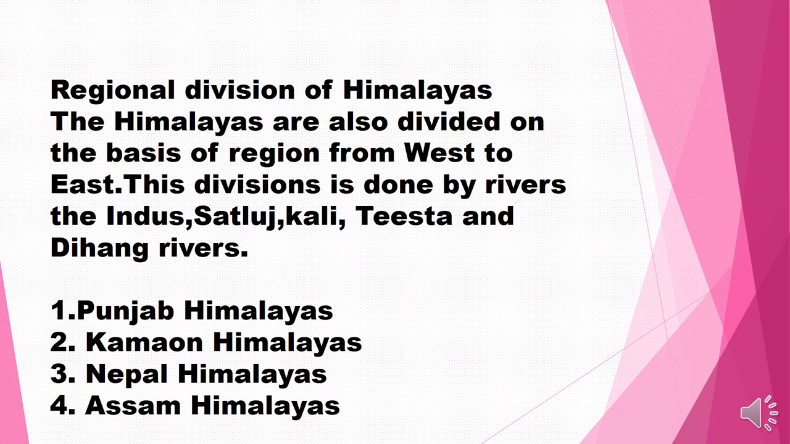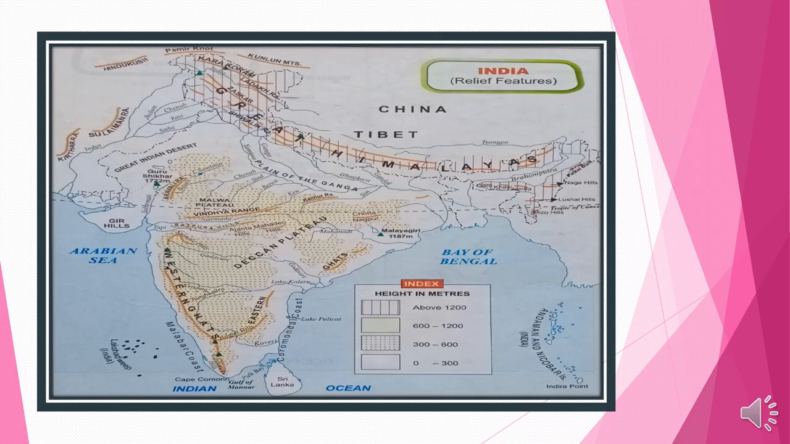Dihang river originates in Assam, so we can say that the area covered by Tista and Dihang is called Assam Himalaya. So we can say that Himalaya mountain covers the northern border of India, and it has three ranges: Himadri, Himachal and Shivalik. And after that, there are four divisions on the basis of river. And this upper part of the country is covered by Himalaya mountain.